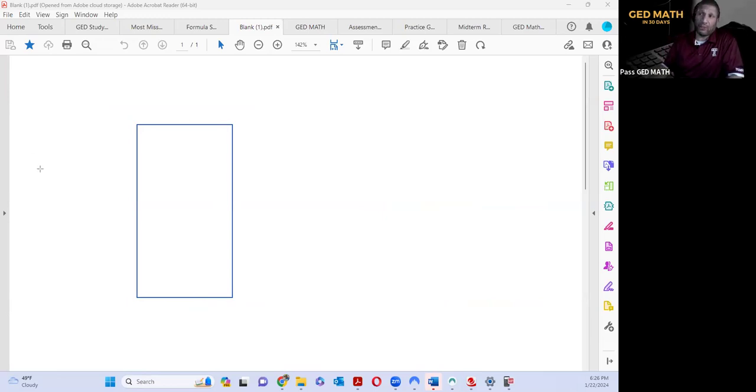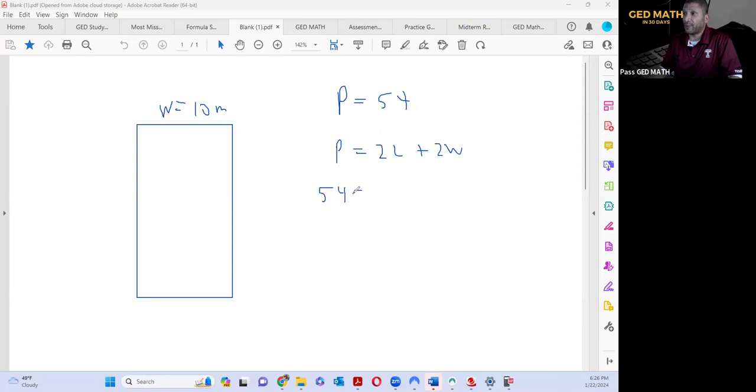So let's change it up a little bit. I'm going to do the same thing. So now I'm going to call this my width, and this is 10 meters, and my perimeter is 54. Watch this. So perimeter, start with the formula I know. Identify my givens. My 54 is my perimeter, equals 2L plus 2 times 10. 54 equals 2L plus 20.